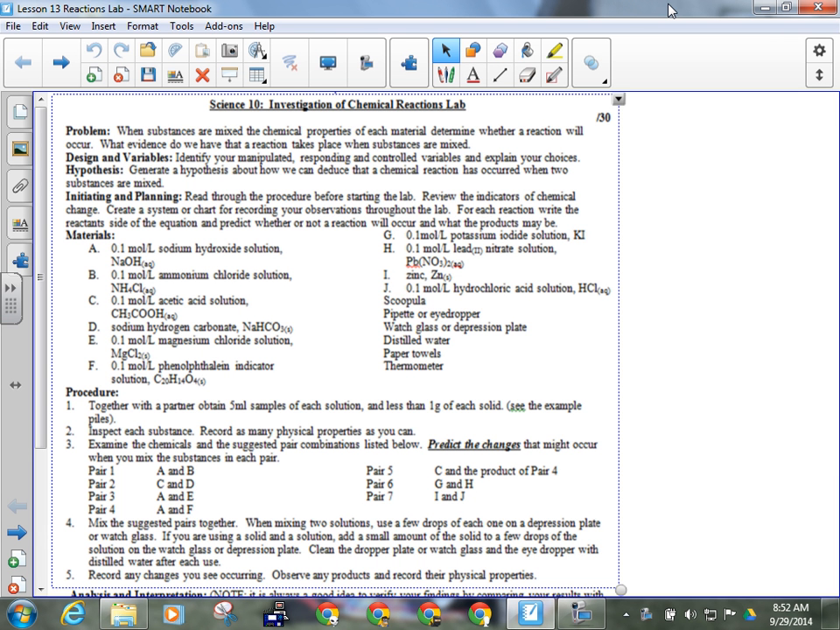There's a bunch of them up on the front table, as are all of the reactants. All of the reactants are up on the front table in beakers, and they are labeled with the formula of that compound. For example, sodium hydroxide is labeled as NaOH. They're all labeled in that fashion.